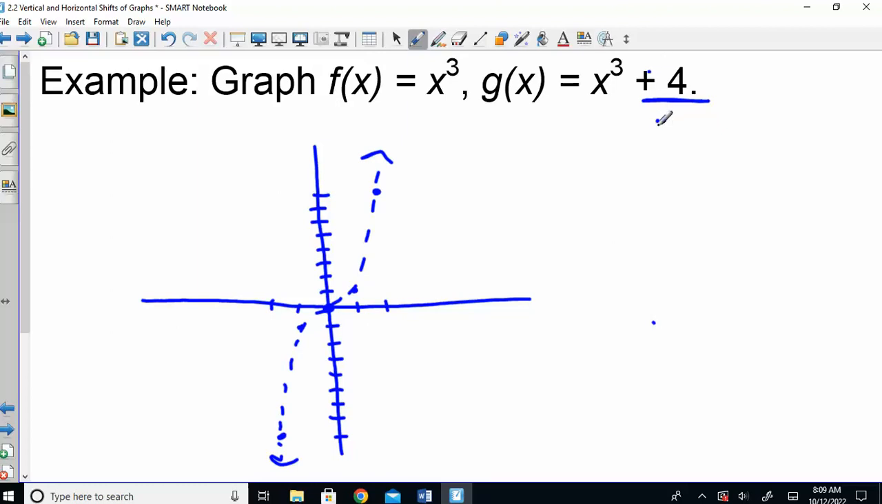It's not in parentheses, so it goes up. Right, it's not in parentheses. It's on the outside. So outside is y, and it does what it says. So adding would take it up. So we take each of these points that we plotted and move them up 4.